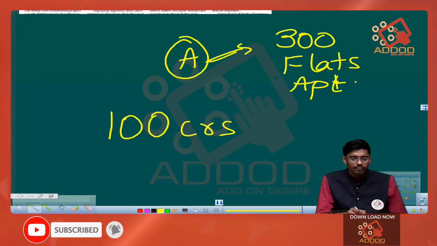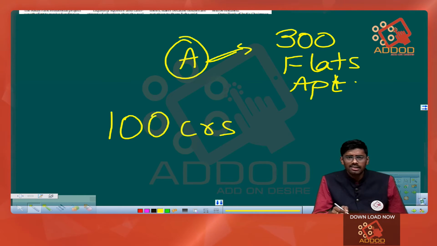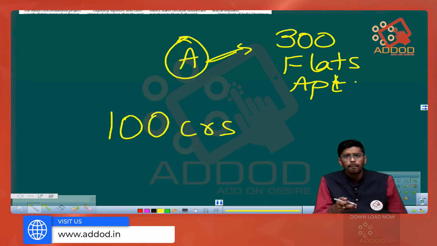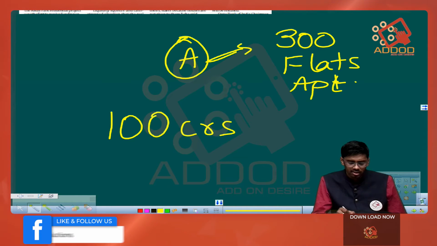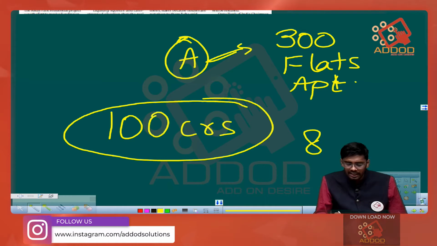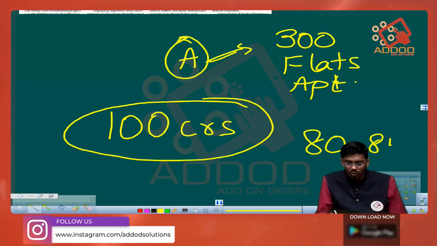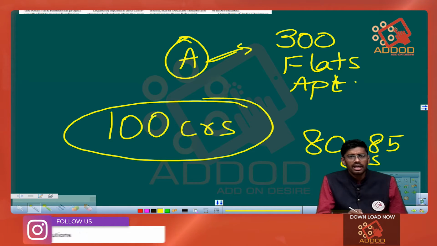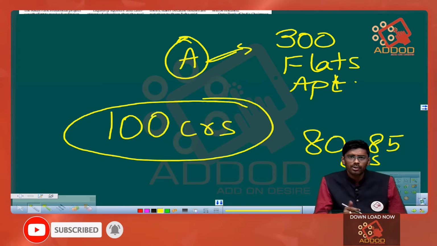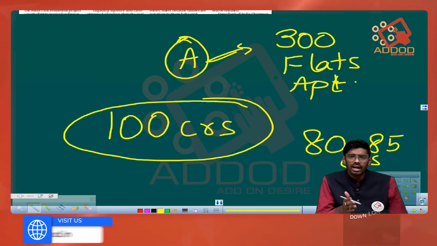But later, after constructing 75-80%, the real estate firm A might not have enough resources. So let's say 100 crores is the total cost of this project. But after spending 80 or 85 crores, the real estate firm A might not have other resources to complete this project. So what would be the effect?